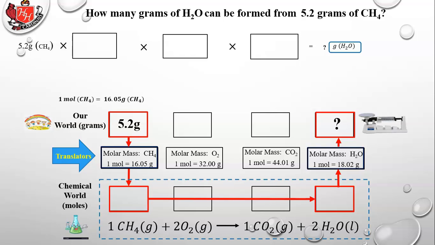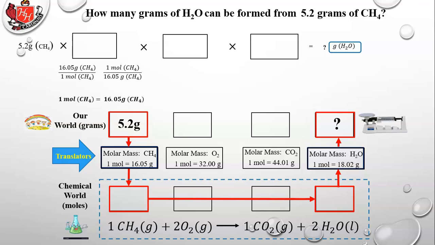So our equivalency is 1 mole of CH4 equals 16.05 grams of CH4. Okay, that gives us 2 conversion factors. 16.05 grams of CH4 over 1 mole of CH4, or 1 mole of CH4 over 16.05 grams of CH4. Which one goes in the box? Well, we're starting off with 5.2 grams of CH4, and grams of CH4 is not going to appear in our final answer. So we need to make that cancel out.